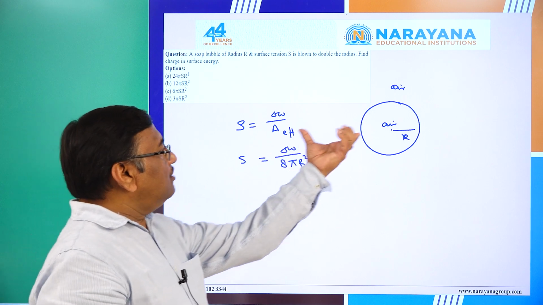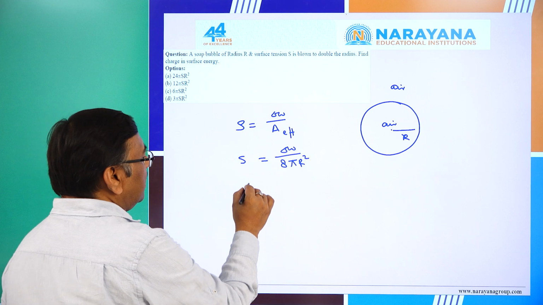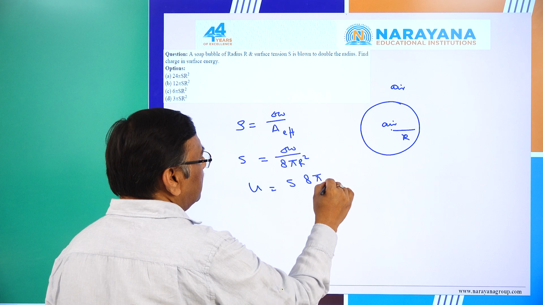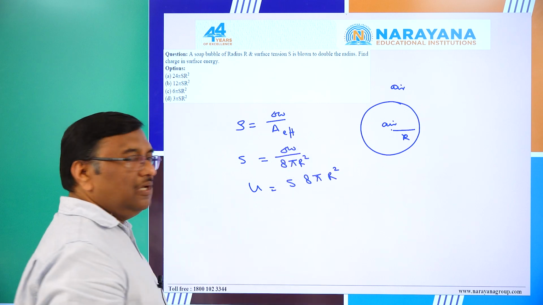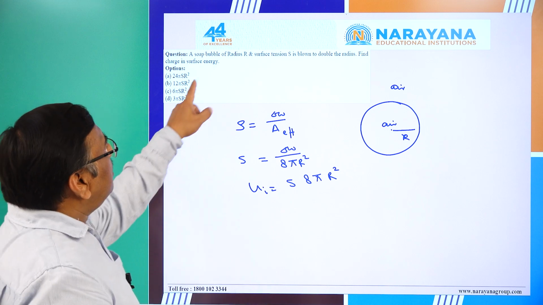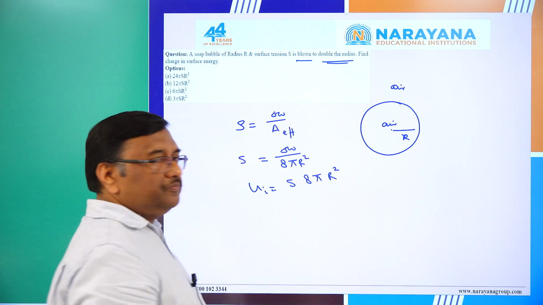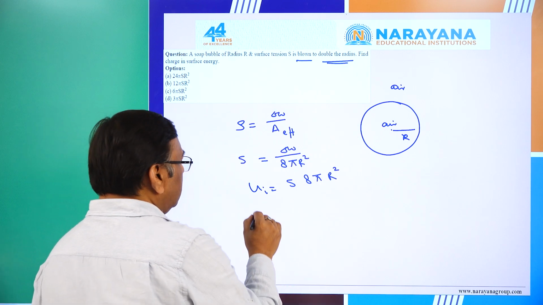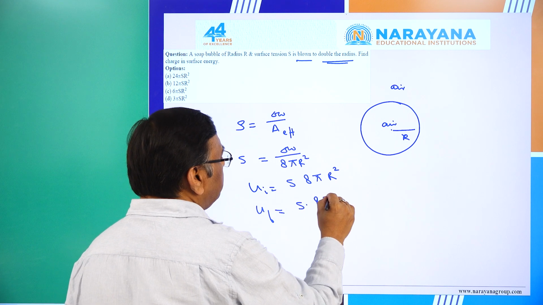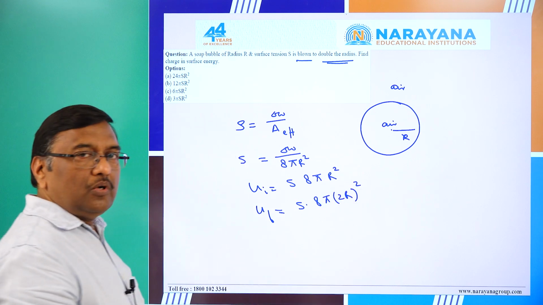Whatever is the work done in forming this sphere of radius r is nothing but its energy. So my energy of the soap bubble is going to be S into 8 pi r square. Isn't it so simple? So I can write my initial energy is going to be this only. Now you're saying you have to blow in such a way that my radius becomes double. If my radius becomes double, my U final will become S into 8 pi into my radius doubled, so I write it now 2 r whole square.